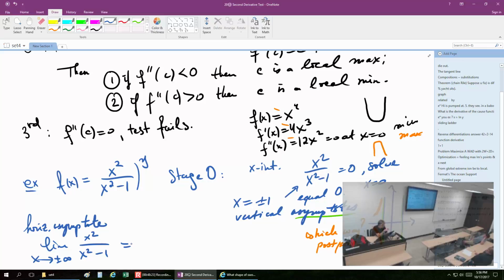Remember, x is very large, which means that some things are more important than others. What things? The bottom is more important than the top? No, they're equally important. It is that one is not important. That one is not important. The language is the leading terms are important. Oh, so it equals 1. So the answer is 1 then, and y equal 1 is the horizontal asymptote.